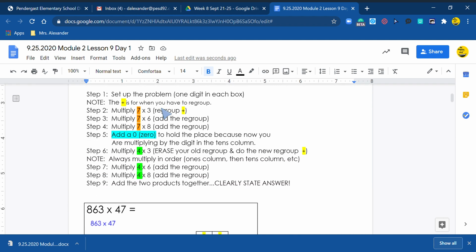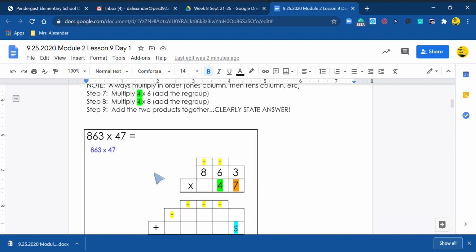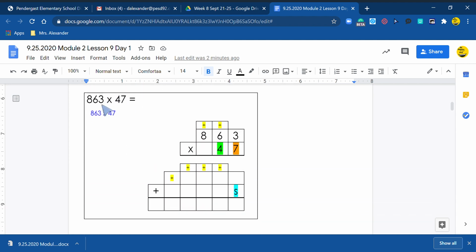So here are the steps lined out, the same ones. It's just we have a third number at the top in our number. So we're going to do 863 times 47. Now we have the same boxes and everything. And if we end up not using this up here, I'm not too worried about that.